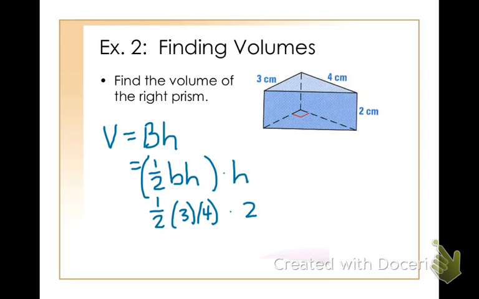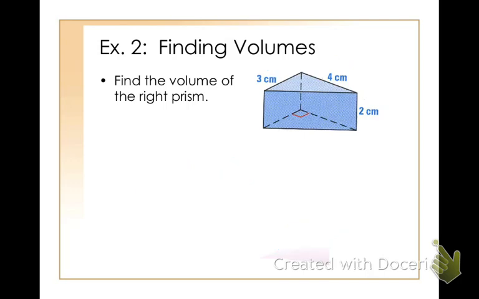So when you take 3 times 4, you get 12. Half of that is 6. Times 2 will give us 12 centimeters cubed. So make sure that you understand where all those numbers come from. So we took the area of the base, which would be the triangle, and this would be considered the base, and the height of the triangle. This would be the height of the prism. And then it'll go through it in some words here.